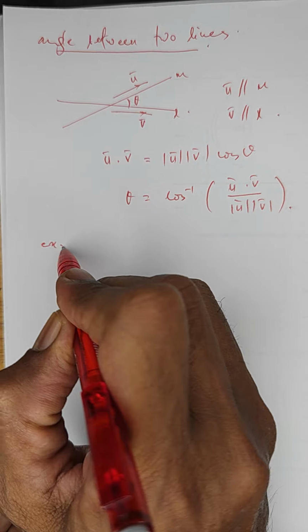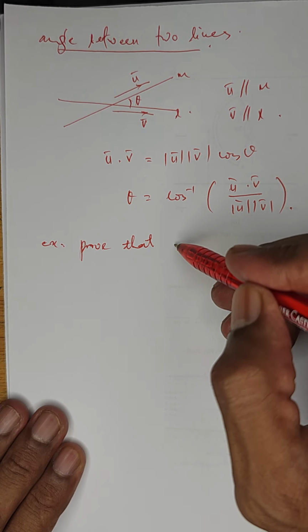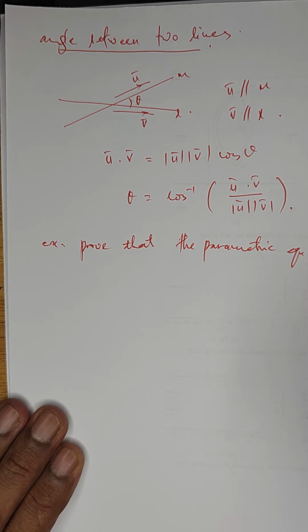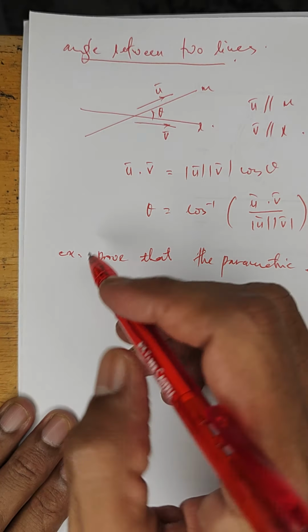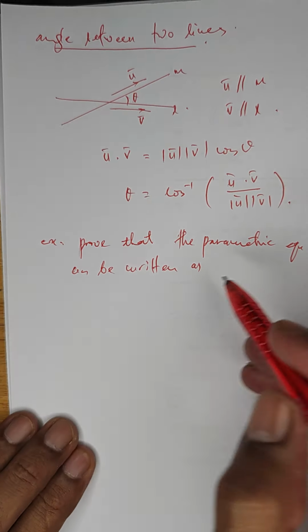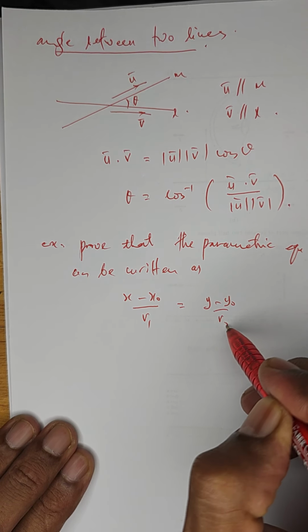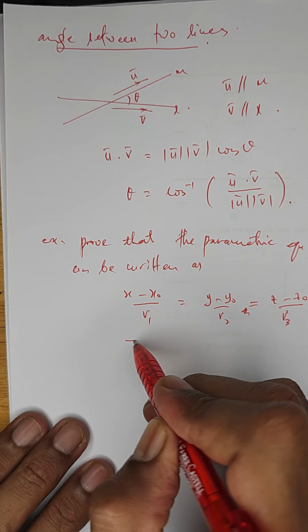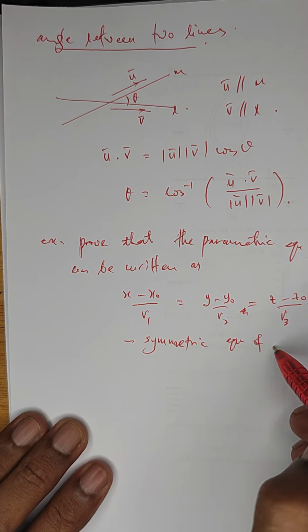I give you another exercise here. Prove that the parametric equation of L can be written as x minus x naught over v1 equal to y minus y naught over v2 equal to z minus z naught over v3. This we call a symmetric equation of L.